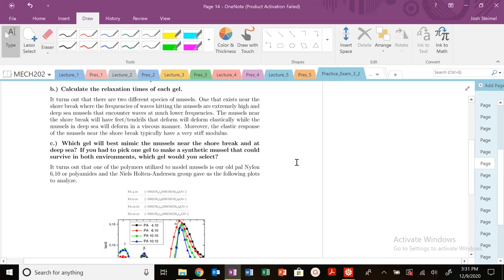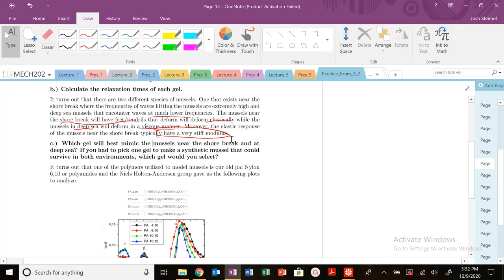Turns out there are 2 different species of mussel. One exists near the shore break, where the frequencies of waves hitting the mussels are extremely high, and deep sea mussels encounter waves at much lower frequencies. Mussels near the shore break will have foot threads that deform elastically, while deep sea mussels, with much lower wave frequencies, will behave in a viscous manner. The elastic response near the shore break will typically have a very stiff modulus. So which gel will best mimic the mussels near the shore break and in the deep sea?